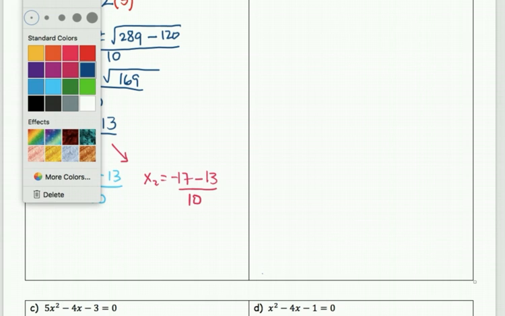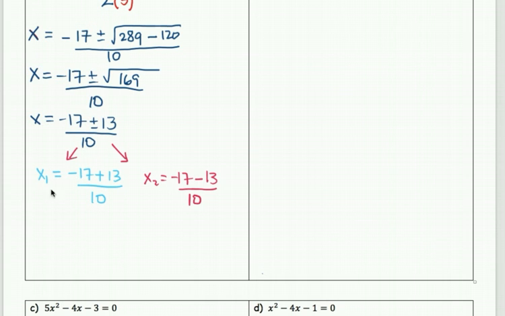Okay, so when I do that, you're going to get negative 17 added to 13, the negatives are going to win by 4, right? Sorry, negative 4, there you go. And this one here, these two, they add up, and then you end up with negative 30.